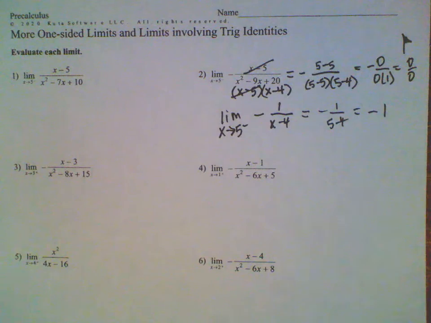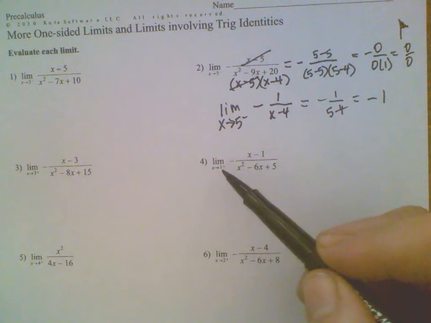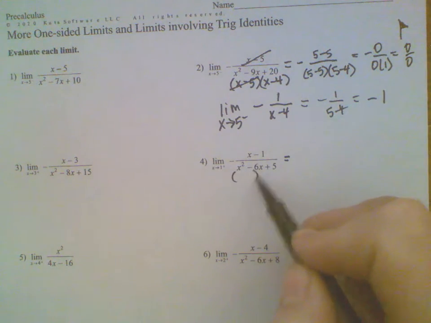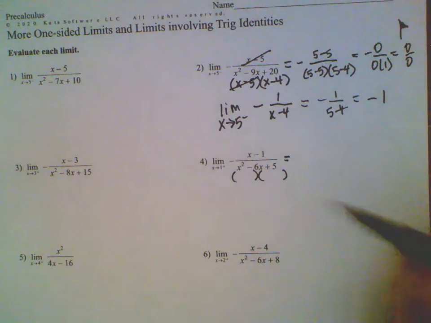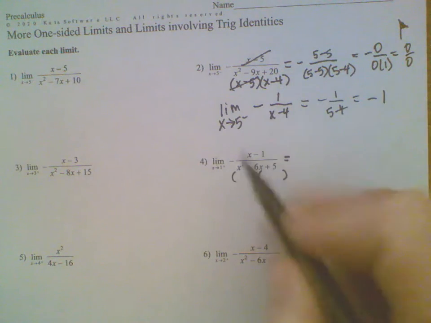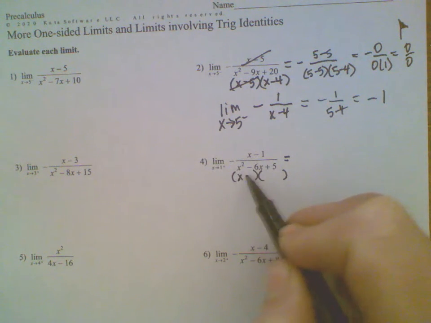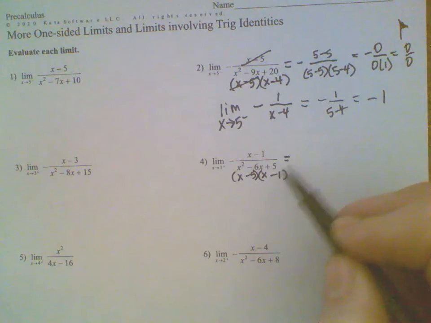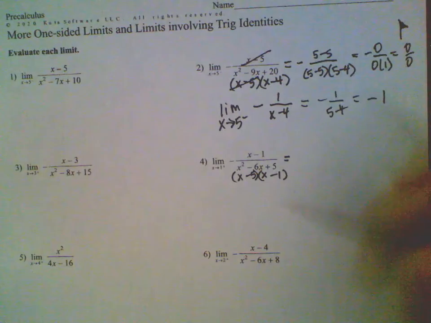Okay, so let's try the next one. Again, this is one from the right, so I'm going to go ahead and plug it in. I'm going to start by factoring this bottom, again, because I can, and I recognize that I might be able to clean this up a little bit if I do. And so two numbers that multiply to be 5 and add to be negative 6, x minus 5, x minus 1. And so I already recognize here that the x minus 1s are going to cancel out.